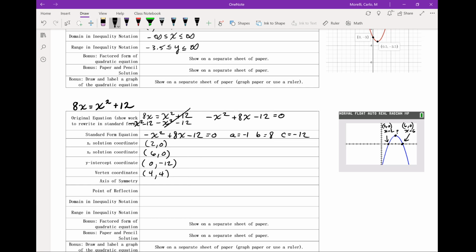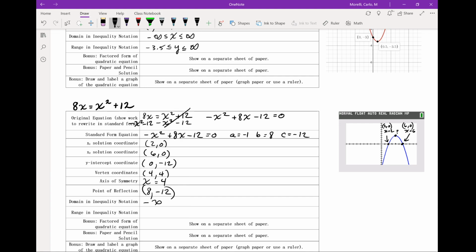The axis of symmetry is x equals the x value of the vertex. So if the vertex is 4 comma 4, the axis of symmetry is at x equals 4. The point of reflection is 2 times the x coordinate of the vertex, which would be 2 times 4, or 8, comma the y-intercept, which is negative 12. 8 comma negative 12.